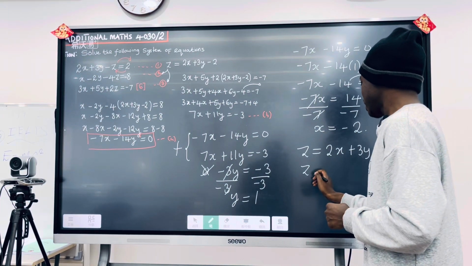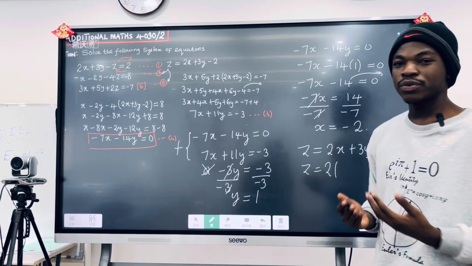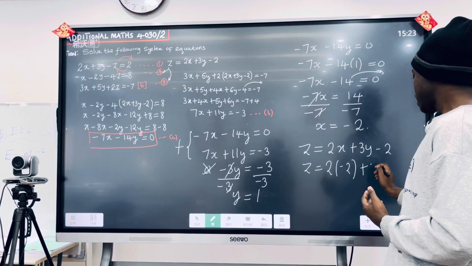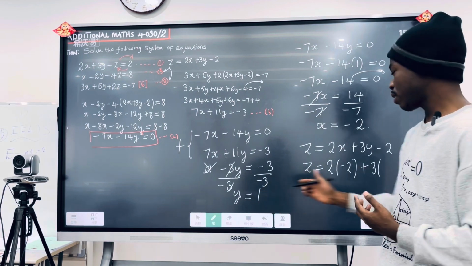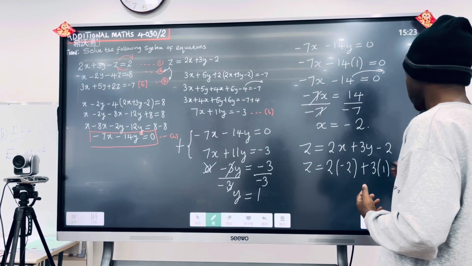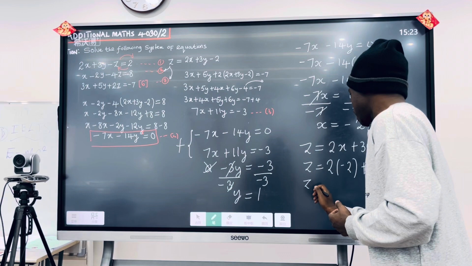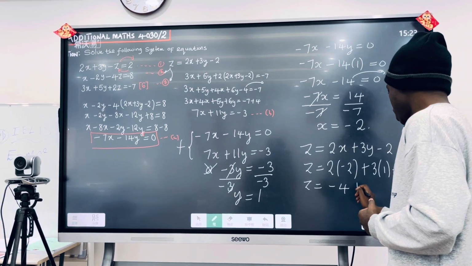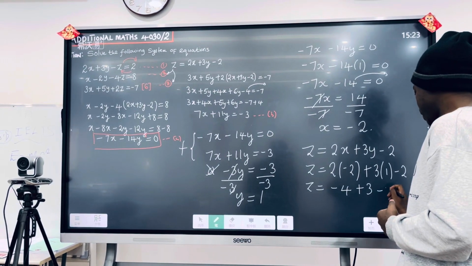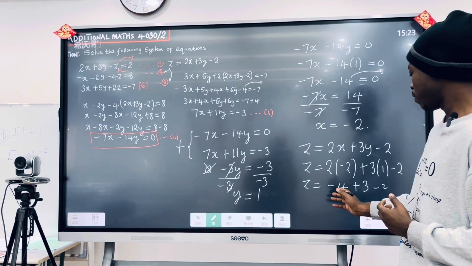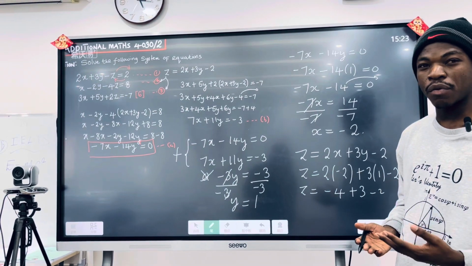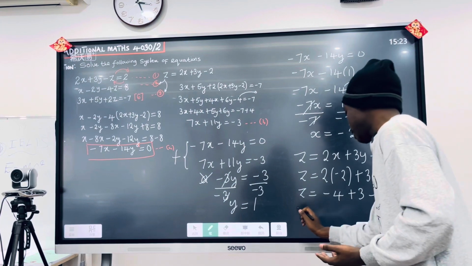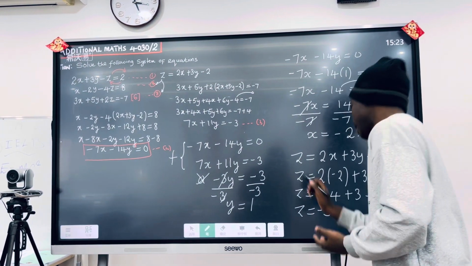So we're going to say z equals 2. Where there's x, we have negative 2 because x is negative 2. Plus 3, where there's y, we know y is 1. Minus 2, like that. We simplify this, z equals 2 multiplied by negative 2, that's negative 4. Plus 3, then we have negative 2. Negative 4 plus 3, that's negative 1. Then negative 1 minus 2, that's negative 3. So z is equal to negative 3.